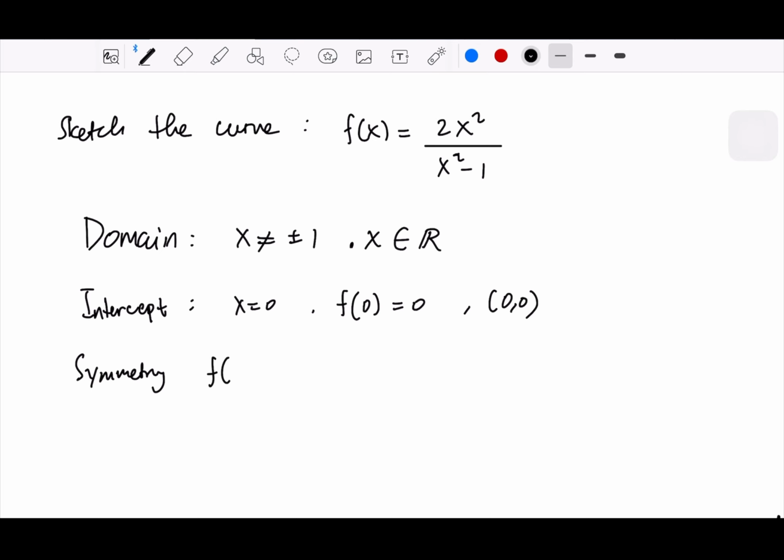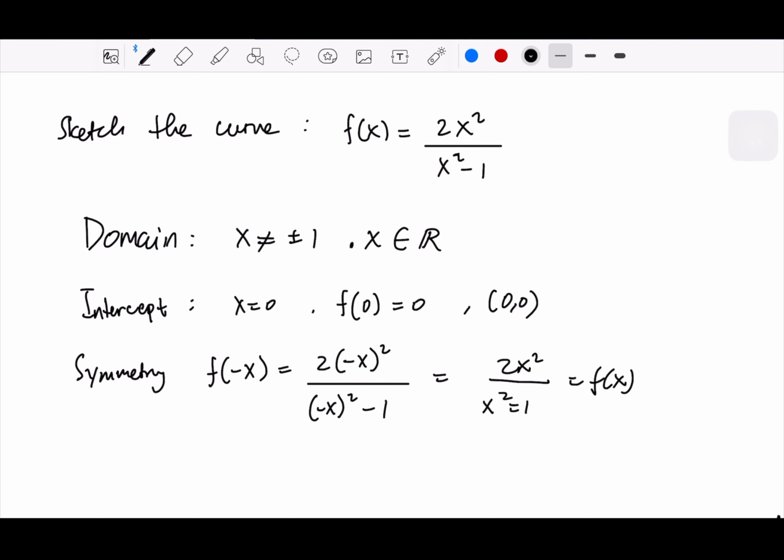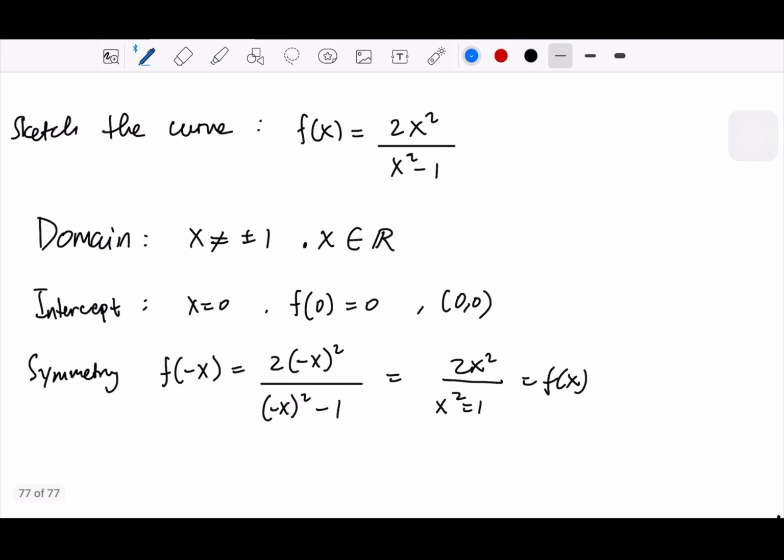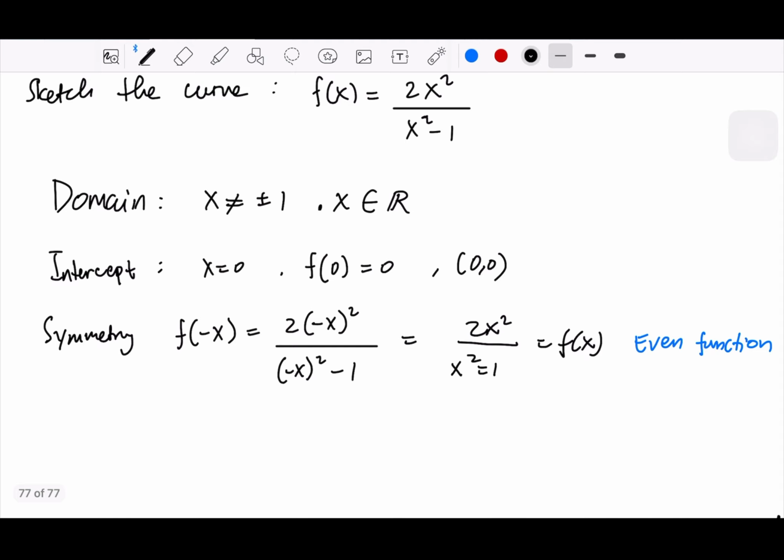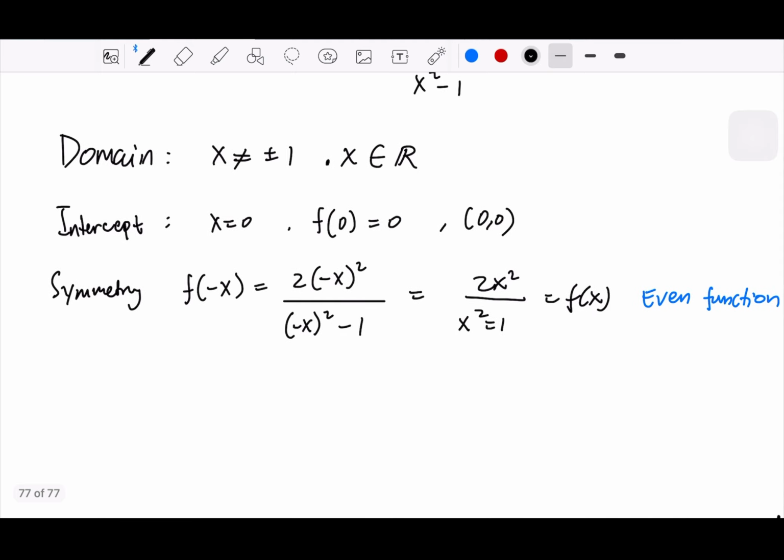We check the symmetry by plugging in negative x. We find that it gives the same equation as the original, which means it is an even function. I think I made a mistake in writing: it is supposed to be a minus, but I wrote an equal sign.